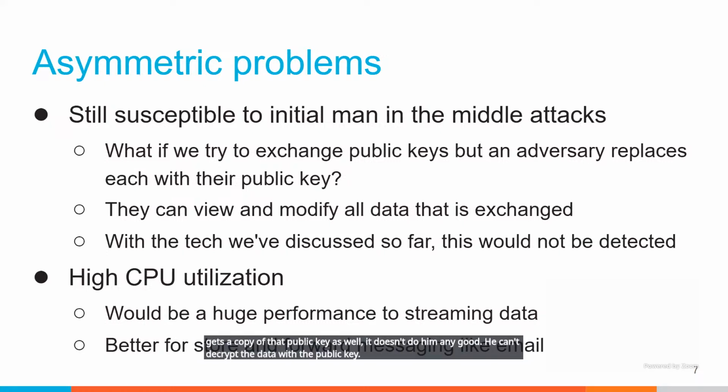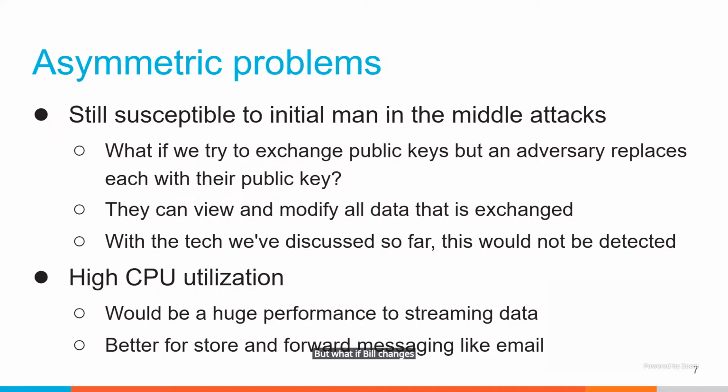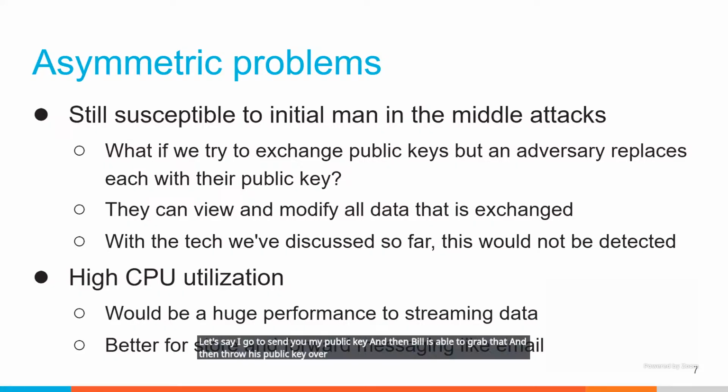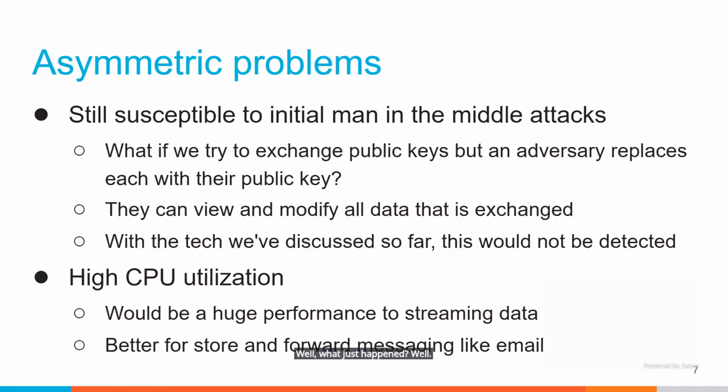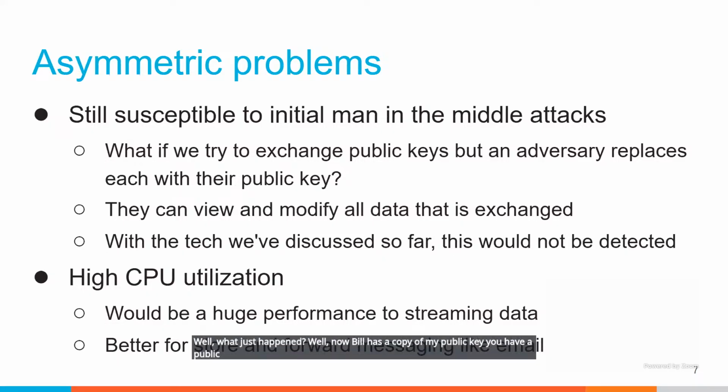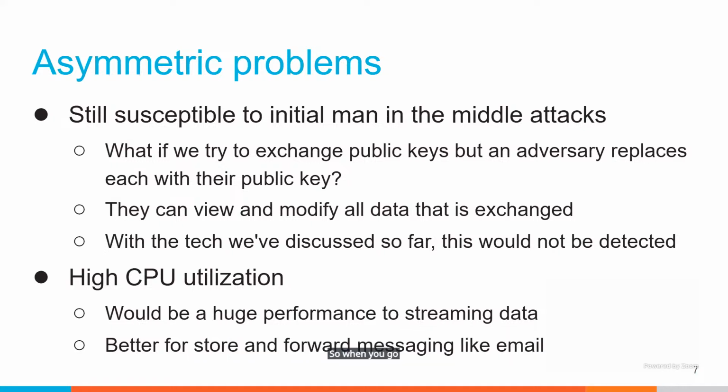But what if Bill changes his attack methodology a little bit? Let's say I go to send you my public key, and then Bill is able to grab that and throw his public key over his shoulder to you, and neither one of us noticed that Bill interrupted the key transfer. Well, what just happened? Now Bill has a copy of my public key. You have a public key you think is mine, but it's actually Bill's.